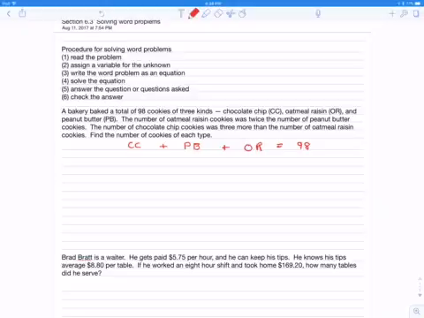Well, the number of oatmeal raisin cookies was described in terms of the number of peanut butter cookies, and the number of chocolate chip cookies was described in terms of the number of oatmeal raisin cookies. So at the bottom of all of that is the number of peanut butter cookies. So let's let x equal the number of peanut butter cookies.